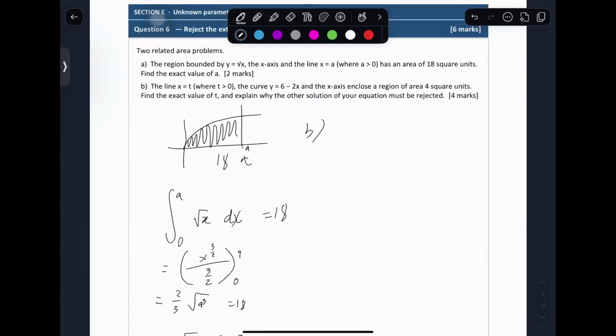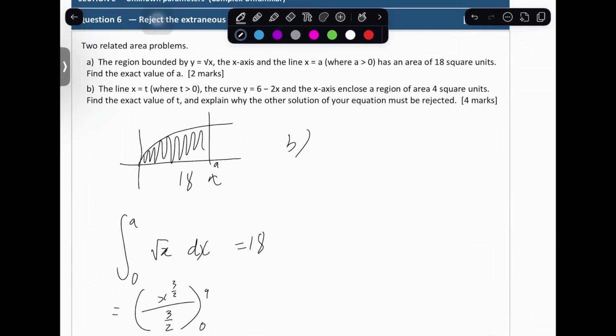Moving to question B. The line x equals t and the curve 6 minus 2x. So first of all, let's just draw the curve, even though it's a linear function, of 6 minus 2x. So you get a very rough diagram here. x equals 0, y equals 6 is going to be an intercept point, and then negative 2x. And just by subbing in y equals 0, you get x equals 3. It's going to be another intercept point on the x-axis. The line x equals t and the curve enclose an area of 4 square units. Find the exact value of t and explain why the other solution of your equation must be rejected.